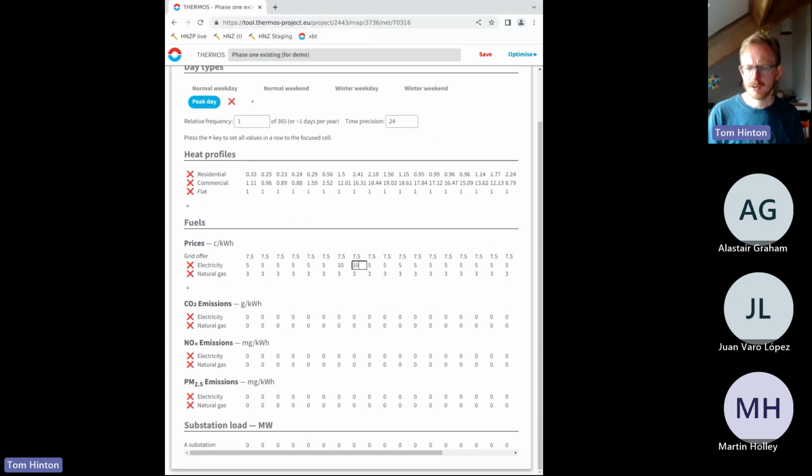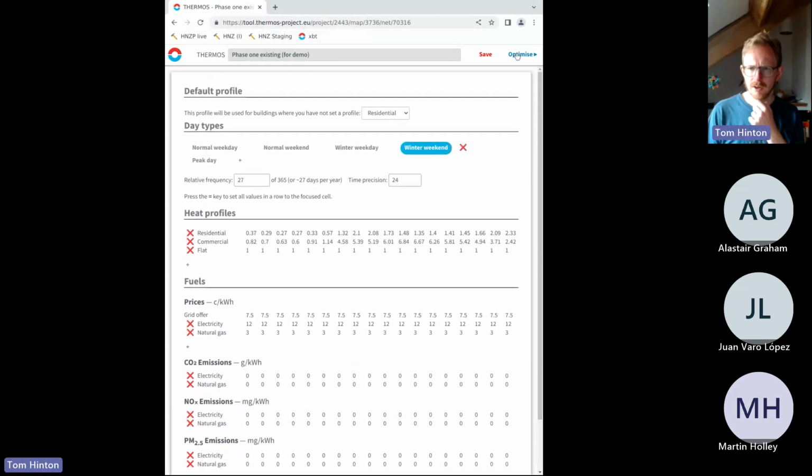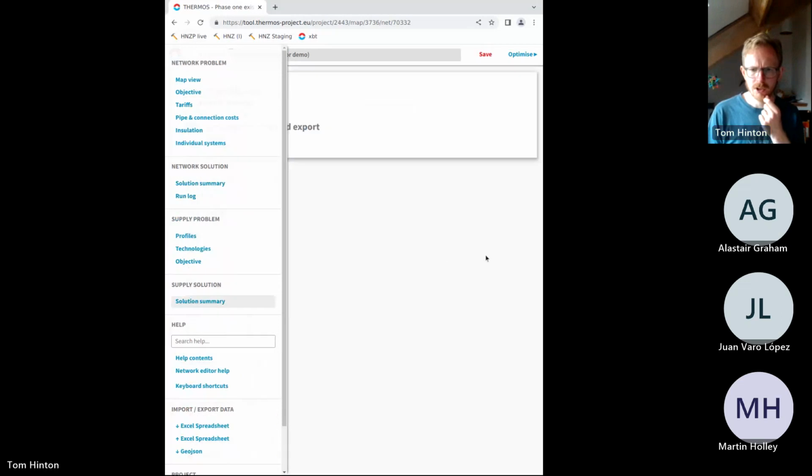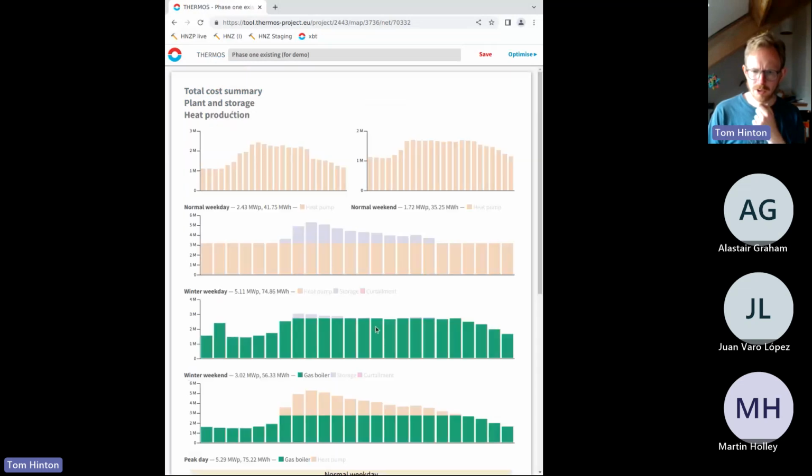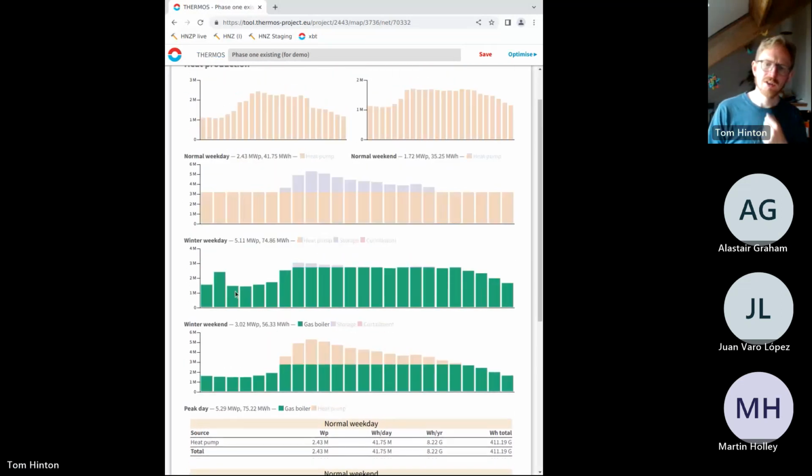But if I were to say, let's say the electricity is substantially more expensive on the peak day and on, I don't know, winter weekends, and then run it again, I expect it will build more gas boiler or a CHP or something like that in the solution. Let's have a look. So it's built, yeah, a bit more gas boiler, and now we can see a bit more stuff in the outputs.